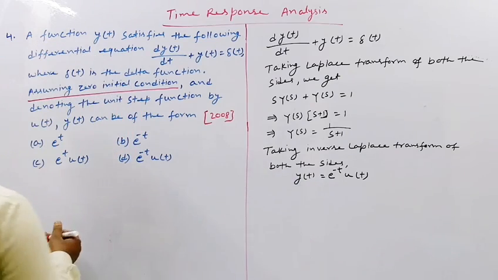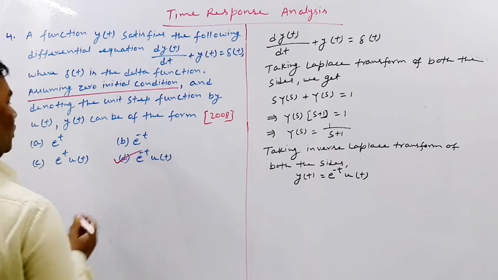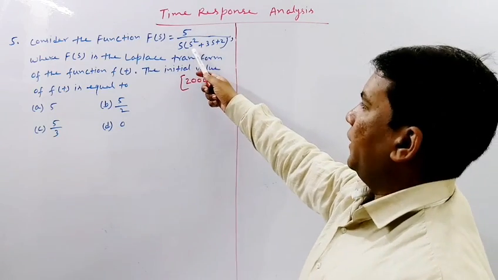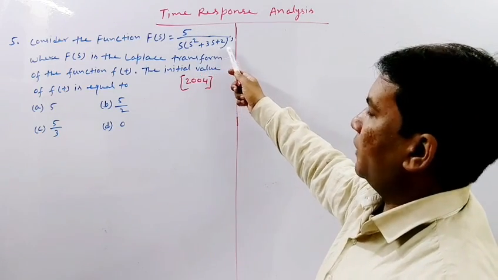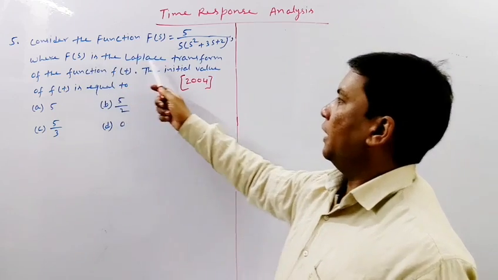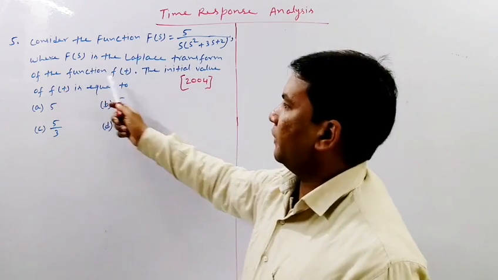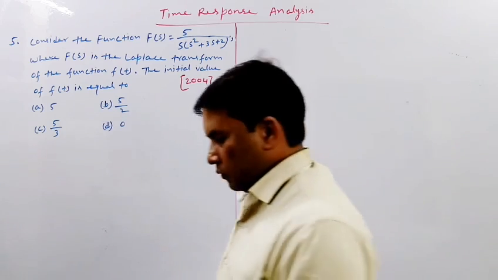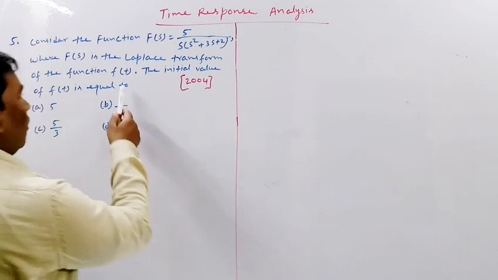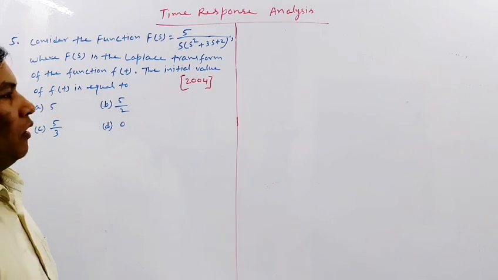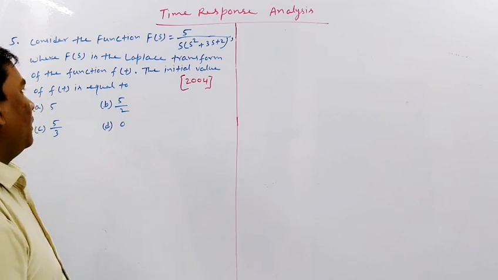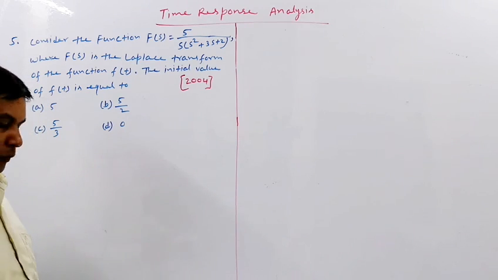So the correct answer is option D, e to the power minus t u(t). F(s) is equal to 5 divided by s into (s square plus 3s plus 2), where F(s) is the Laplace transform of the function f(t). The initial value of f(t) is equal to... So the question is asking about what is the initial value of f(t). What do you mean by initial value? Initial value means the value of the function at t equal to 0.